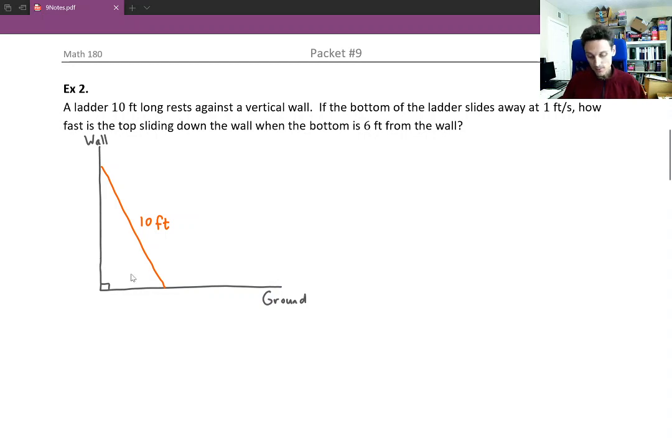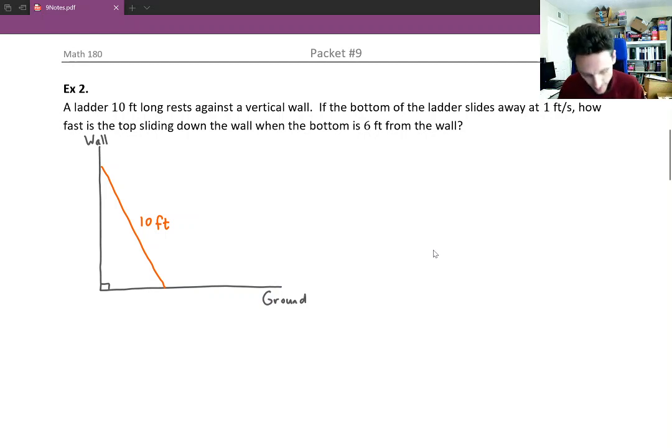And that way, when the ladder leans against the wall, it creates this right triangle here that we're going to make use of. Then it says if the bottom of the ladder, the part that's on the ground, slides away at 1 foot per second, how fast is the top sliding down the wall when the bottom is 6 feet from the wall? So when the bottom is 6 feet from the wall. Now it seems like there's a lot going on here, but basically the ladder is just sliding down the wall like this.